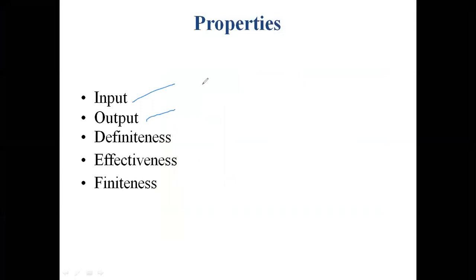Next, coming to the output. It must produce at least one output. I already told you it must produce at least one output. The algorithm must produce output values from a specified set of input values. The output values are the solution to the problem. If you give some inputs, then there is a result that you call the output, which is the solution to that input.